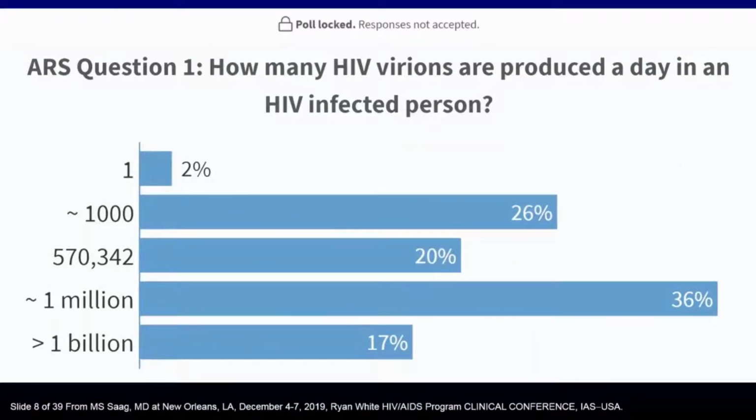Okay, I can't read it from here, but the actual answer is greater than 1 billion. So there's 1 to 10 billion viruses produced every day, day in, day out, in an infected patient. 1 billion to 10 billion. If that's not striking enough, in hepatitis C, it's 100 billion to 1 trillion viruses a day. What? Yes, it's absolutely true.